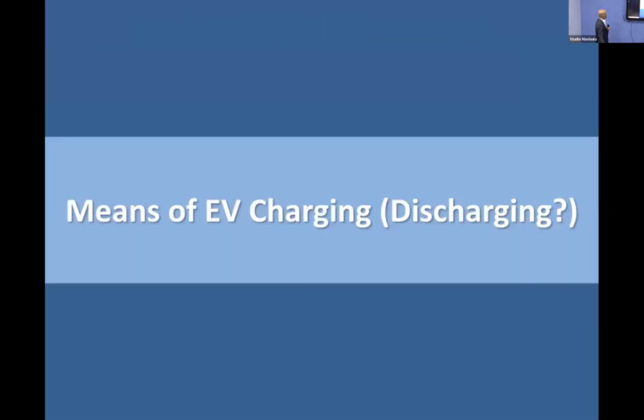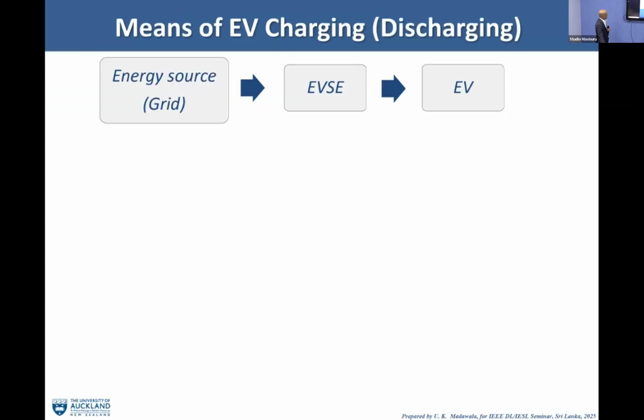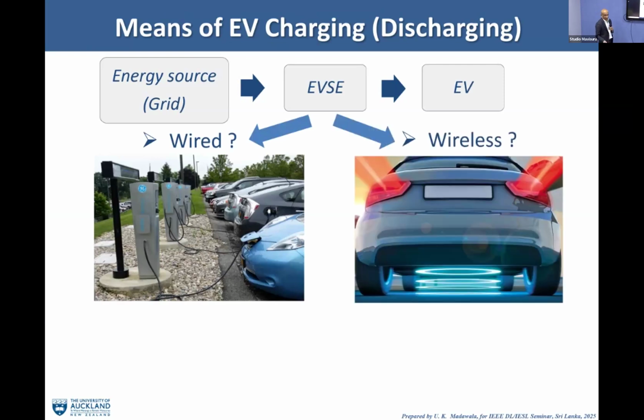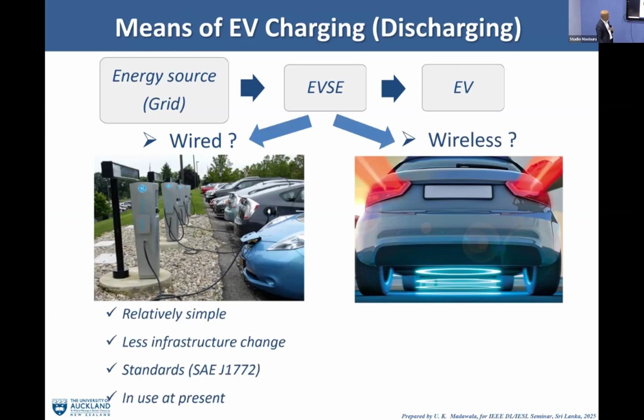First one is means of charging. If you look at the means of charging, there's the energy source, electric vehicle supply equipment, and electric vehicle. There you can see it can be wired or it can be wireless. So either one of these. The wireless is going to be the future, and the wired is already there, relatively simple, with less infrastructure change. The standard is SAE J1772. This is at present very easy. We can just connect the cable, but nevertheless, there are some difficulties, especially convenience. So the future is going to be wireless.